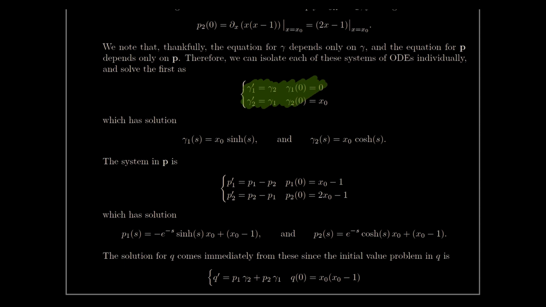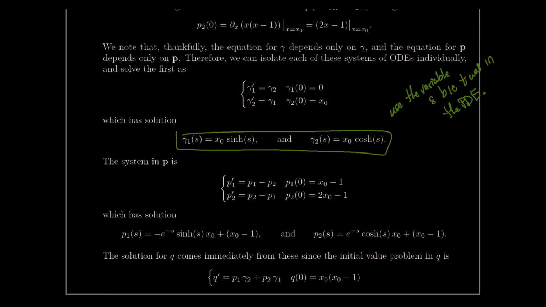Jumping back to section 1, hopefully everybody feels good about systems of ODEs now. I can solve that system for gamma 1 and gamma 2, I get x naught sinh s and x naught cosh s. I'm using the variable s because t already showed up in my PDE. So I'll mention that here: use the variable s because t was in the PDE, and I would rather not accidentally use two rounds of t. So let's use an s here, and that's me solving my system in gamma.